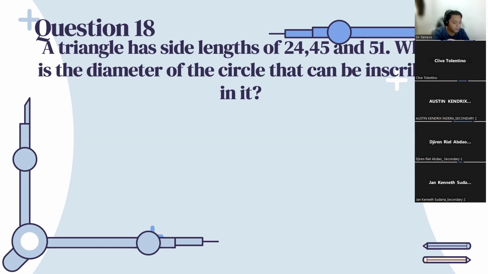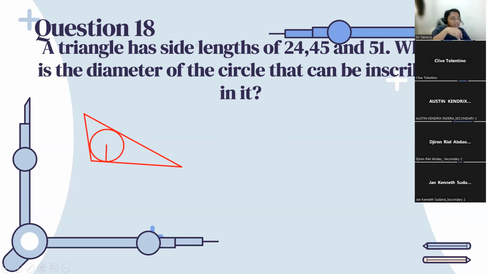It is the radius of the incircle, the circle that can be inscribed inside a triangle. So something like this. If you have, let's say, a given triangle, then the incircle will be something like this. Something like that. So the inradius is, of course, the radius of this circle. Alright. Okay. So the question asks for the diameter.